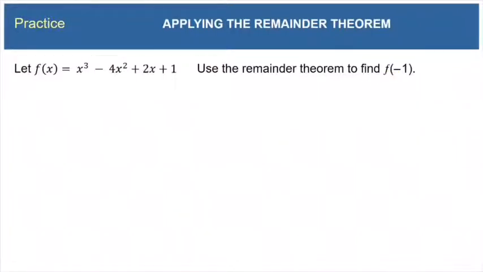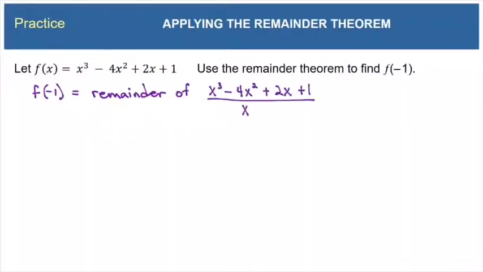Now what does the remainder theorem say? The remainder theorem says that f of -1 will be equal to the remainder that you get when you divide this function by x minus -1, which we would actually write as x plus 1 if we wanted to write out the division. So to find this remainder, let's do the synthetic division. So we'll copy down the coefficients. We have 1x to the third minus 4x squared plus 2x plus 1.